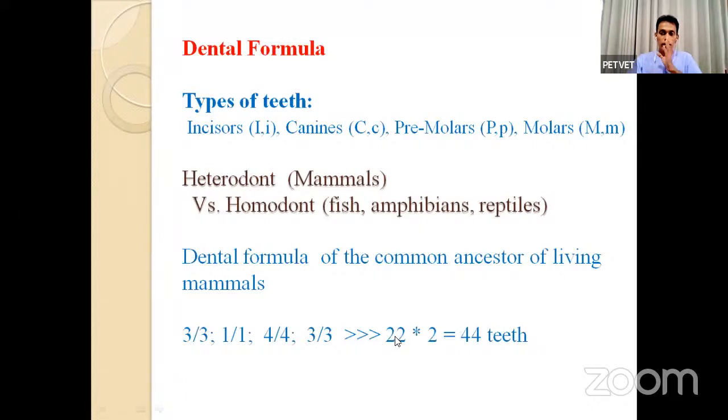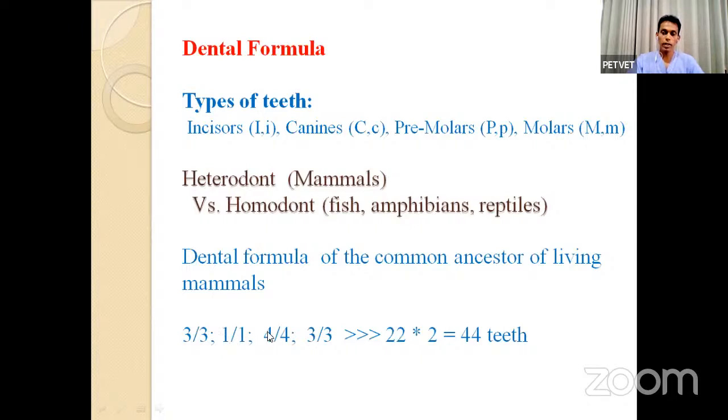So this 22 is the teeth on one side of the mouth, either the left side or the right side. How you write the dental formula is like this. We say incisors first, canines second, premolars third and molars fourth. So this 3 by 3 is only one side, either left or right side of the oral cavity. Say it is the left side: left upper maxillary incisors are denoted here, and left lower mandibular incisors are denoted here. So there are 3 incisors on one side of the maxilla and 3 incisors on one side of the mandible. So 3 by 3. And canines 1 and 1.